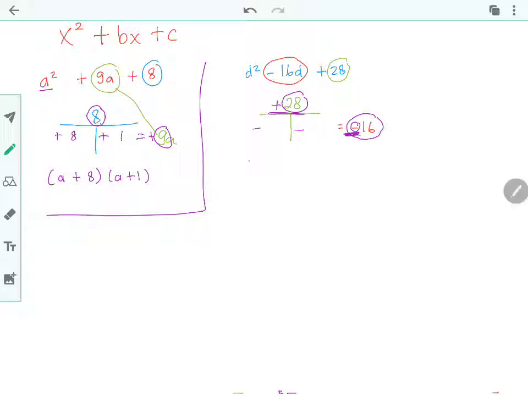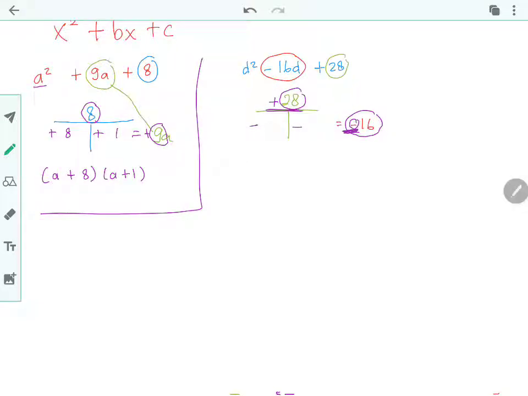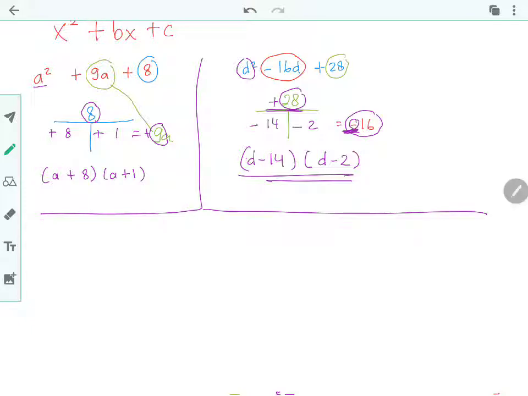Okay, so now what are the two numbers? If you multiply, it will equal 28, but if you add, it equals negative 16. Okay, that will be negative 14 and negative 2. Now look again. Here the variable is d, so d minus 14 multiplied by d minus 2. So those are the factors. Okay, I'm going to give you one last example.